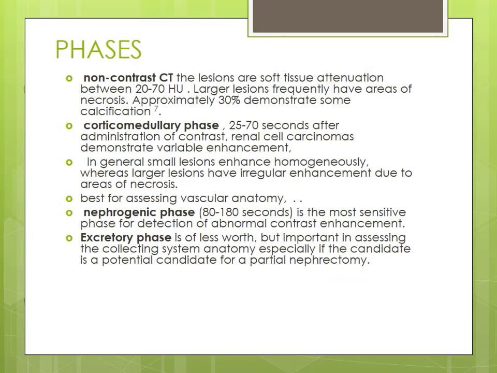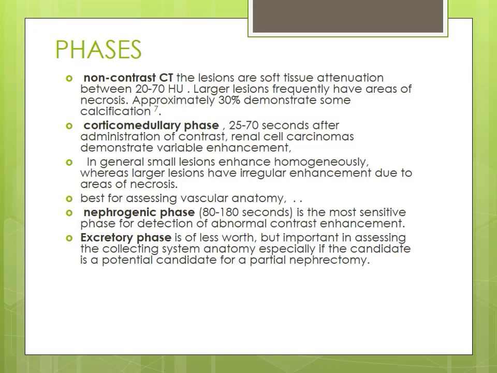Now, what are the phases, or the triphasic? We very commonly use the word triphasic. So what are the phases of a contrast CT? The first one is the non-contrast CT, and on non-contrast CT we can show soft tissue. We can only assess soft tissue attenuation between 20 to 70 Hounsfield units. Larger lesions may have some areas of necrosis. Approximately 30% of the tumors demonstrate calcification. These are the findings we can assess on non-contrast CT.